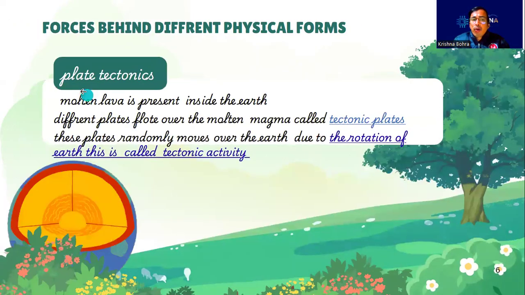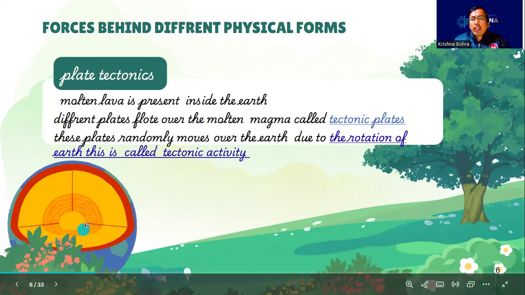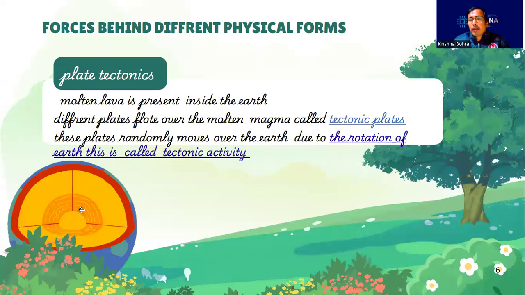Now the most important among them is plate tectonics. What is plate tectonics? Basically, inside the earth there is magma, and over that there is the crust, there are plates, big land masses, and these land masses have a definite orientation. Remember, not a random orientation, but a definite orientation due to the rotation of the earth. So we call these plates tectonic plates.